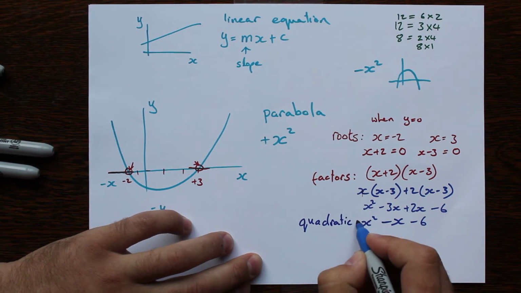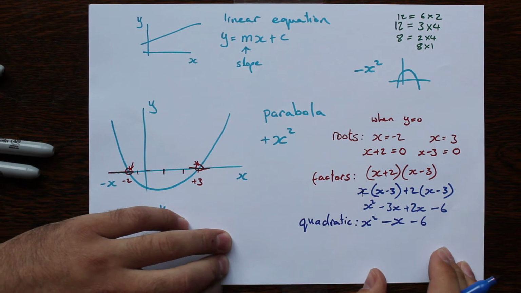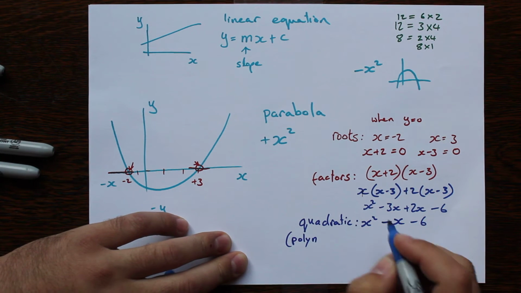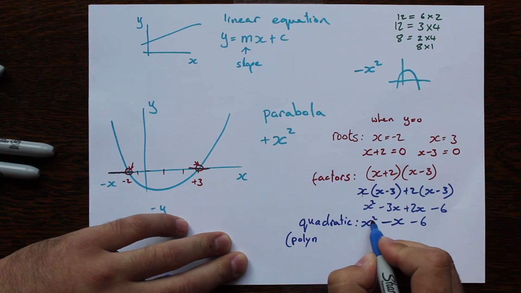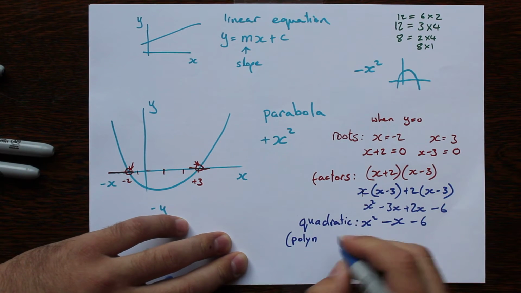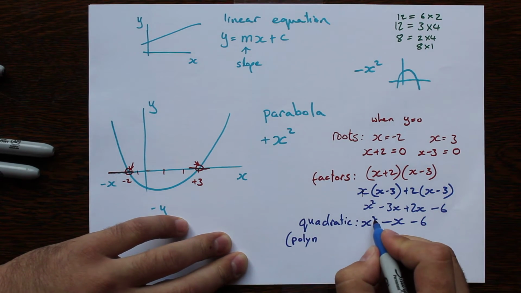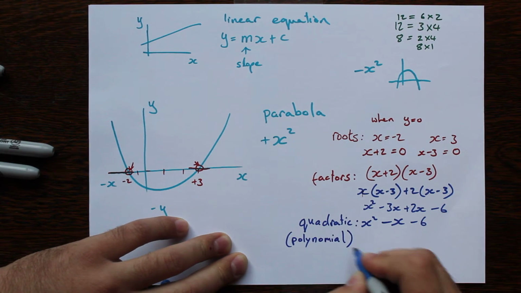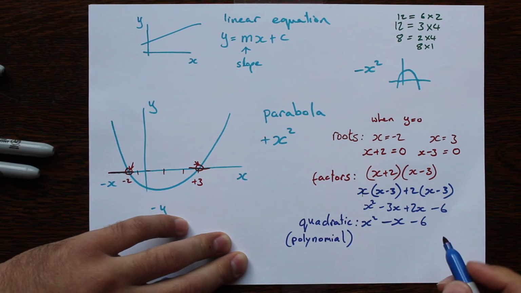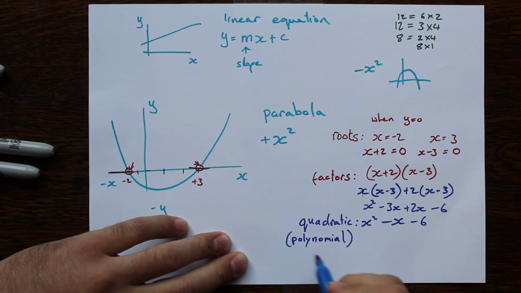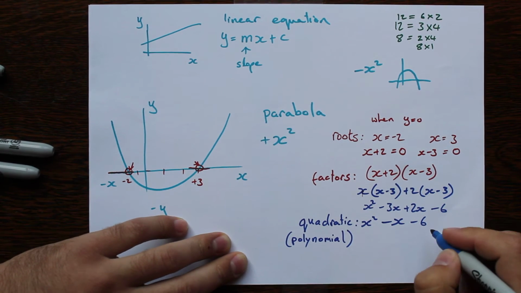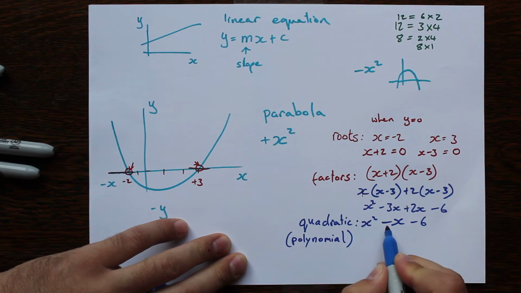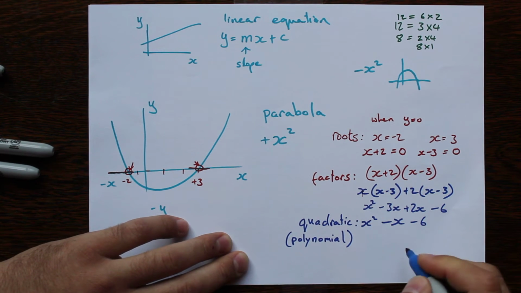Now, quadratic is a special type of what's known as a polynomial. Polynomial means there's more than one term. So if you had x cubed, x to the power 4, x to the power 5, and so on, they're all polynomials. Quadratic is the one that has an x to the power 2 in it. So quadratic is a type of polynomial. All quadratics are polynomials, but not all polynomials are quadratics. And so this is our quadratic equation here, x squared minus x minus 6.